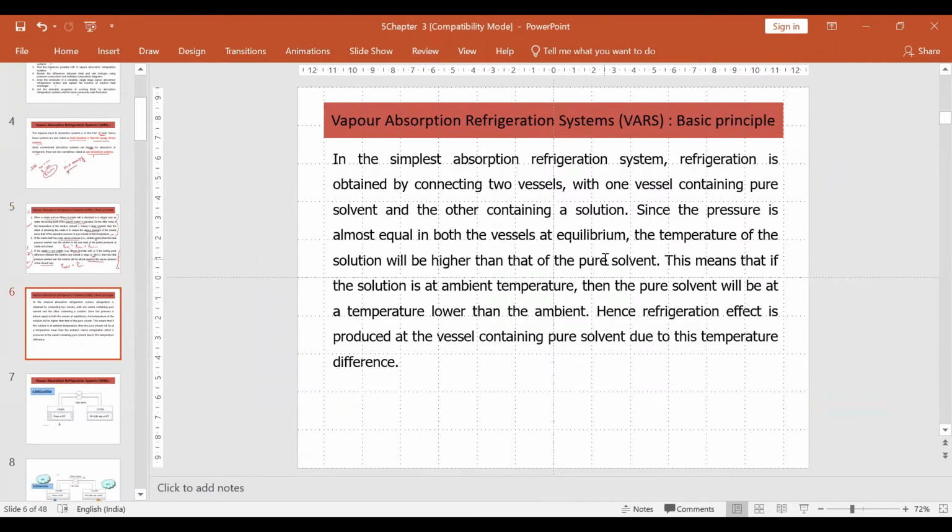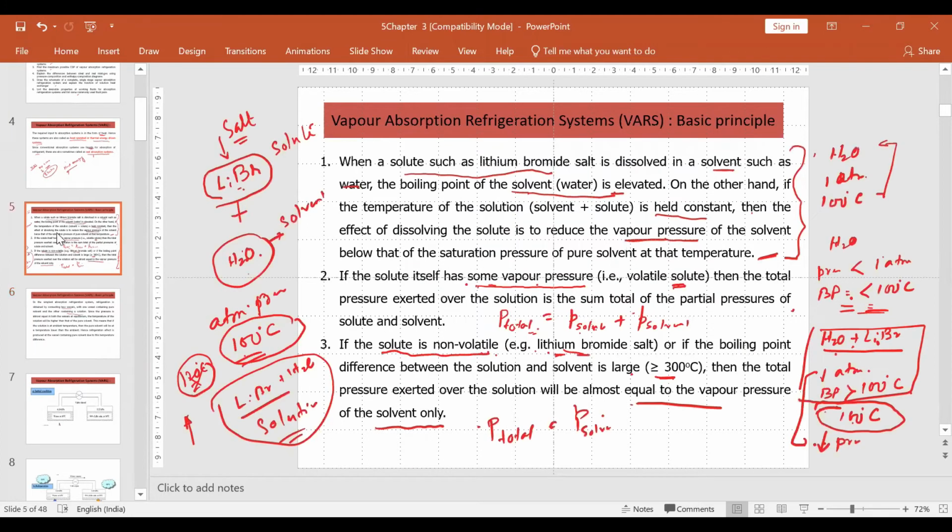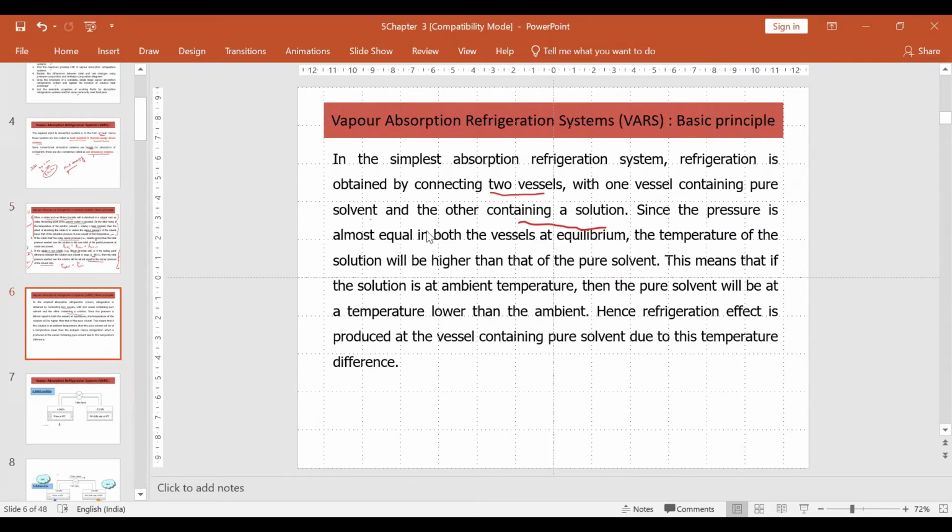In the simplest absorption refrigeration system, refrigeration is obtained by connecting two vessels, with one vessel containing pure solvent and the other containing a solution. Now you see, this principle can be used to obtain a refrigerating effect. How? The basic principle is there.